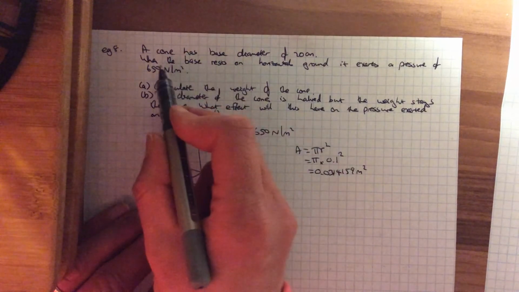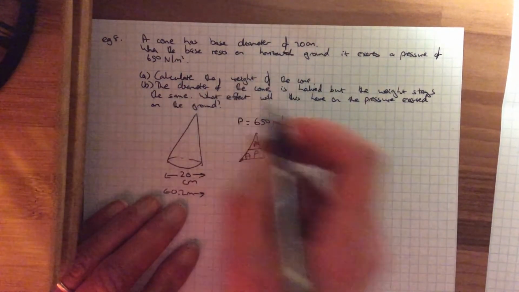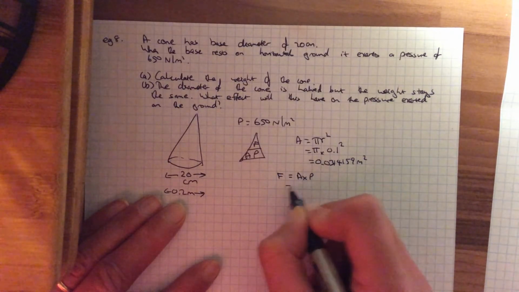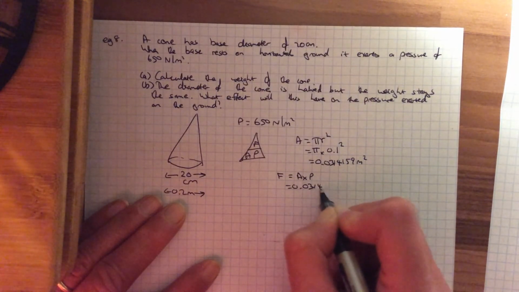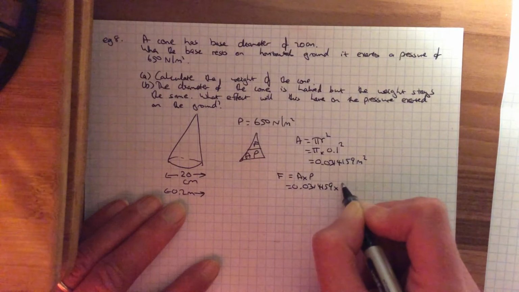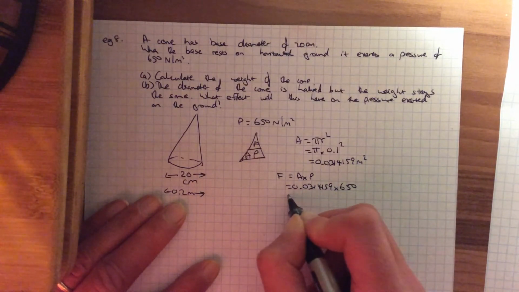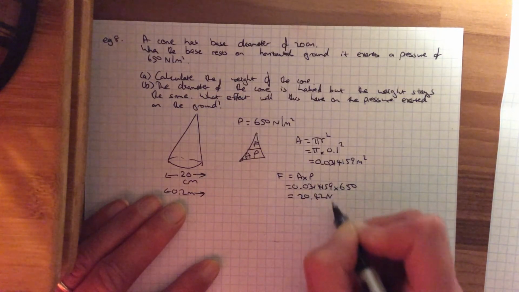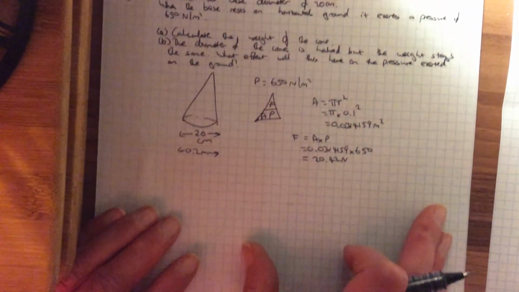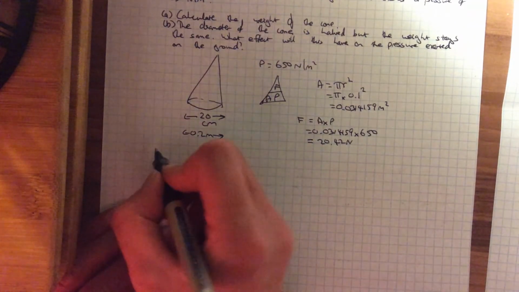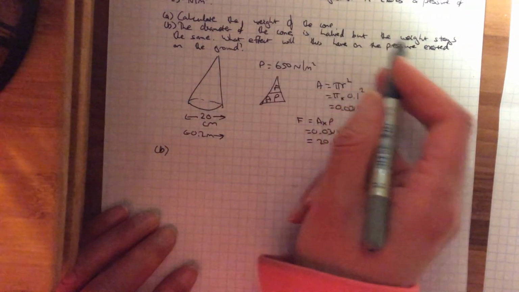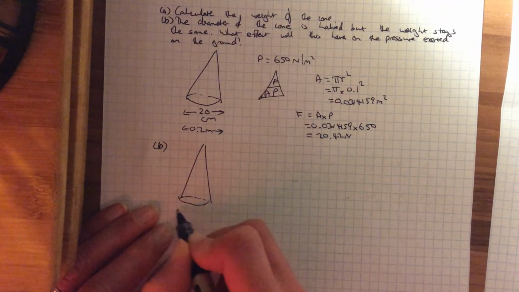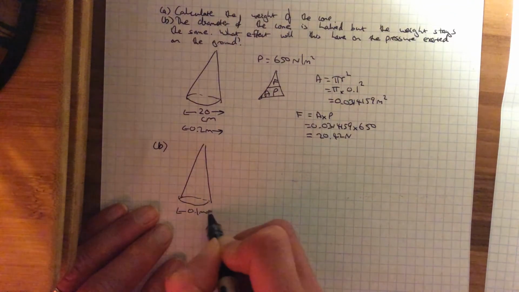But no, we want the weight, so that's the force. So the force is the area times the pressure. So 0.0314159, the pressure 650, multiplying those two together, 20.42 newtons. So for us, the force is the same as the weight. Part B, the diameter is now halved. So we've got a different situation going on here. So the diameter is now 0.1 metres.